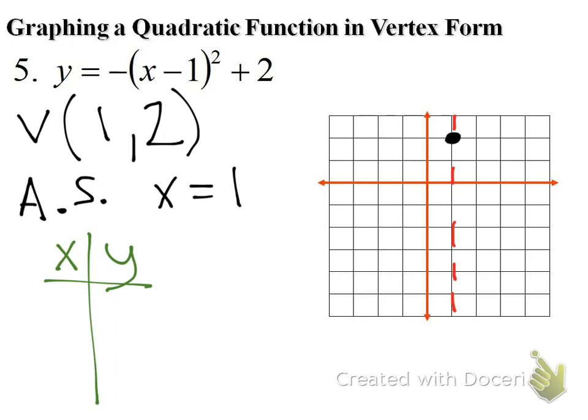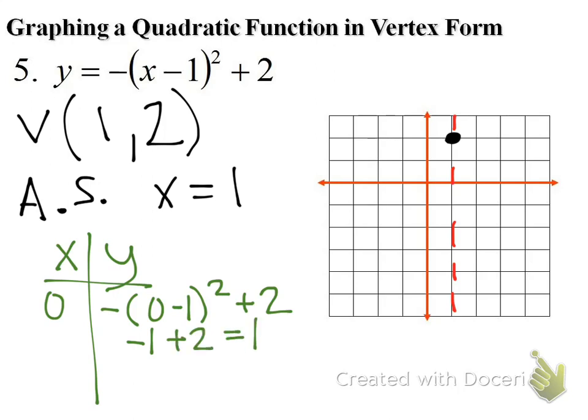Any ideas what we want to plug in? 0. Wonderful. So I'd have negative 0 minus 1 squared plus 2. Now be careful with order of operations here, because I do 0 minus 1. What's 0 minus 1? Negative 1. Then you square it. What's negative 1 squared? 1. But you still have this negative out front. So it's negative 1 plus 2, which is 1. So I have the point 0, 1. I also have the point 2, 1.